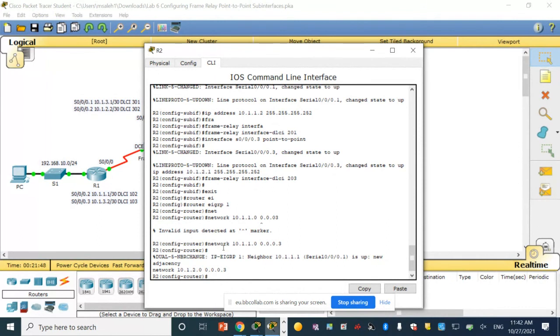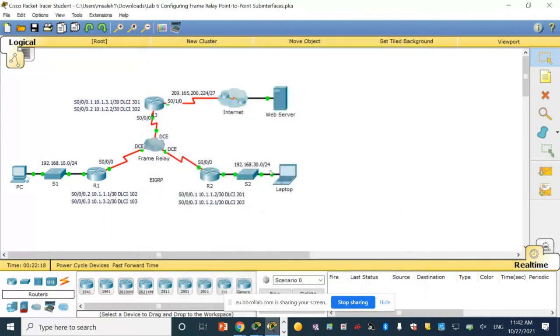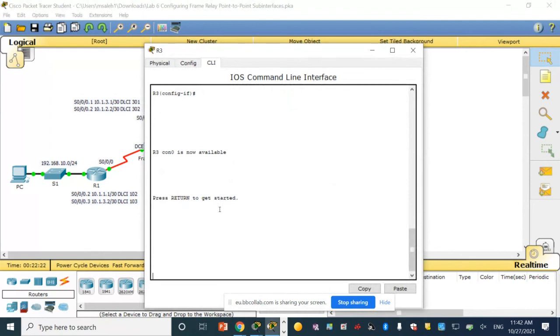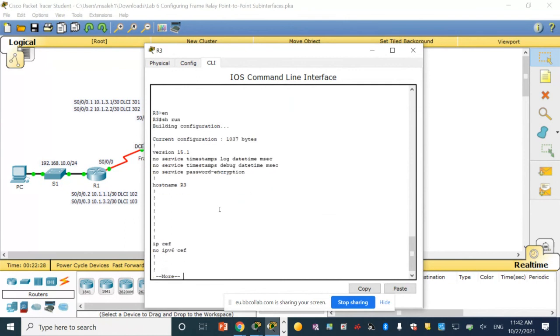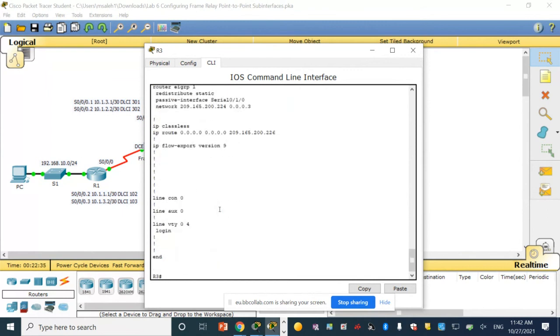Now, can you please configure router 3? Go to router 3 and type these commands, all right? You can follow with me also if you're still working. Let me just see the configuration, what we have already done. That frame relay is configured, so we are all okay.